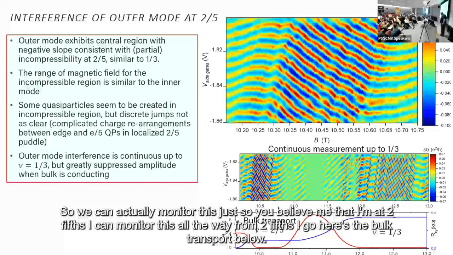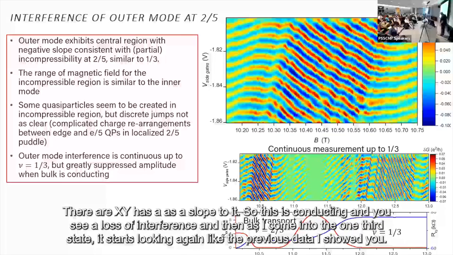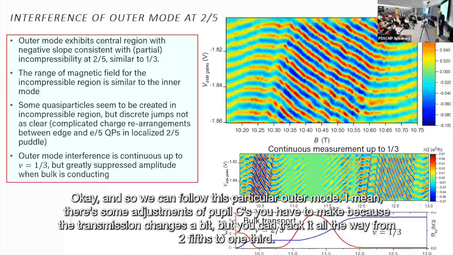So we can actually monitor this, just so you believe me that I'm at 2/5. I can monitor this all the way from 2/5. I go, here's the bulk transport below. I go into this highly compressible region. There's finite RXX, and the RXY has a slope to it. So this is conducting, and you see a loss of interference. And then as I come into the 1/3 state, it starts looking again like the previous data I showed you, okay? And so we can follow this particular outer mode.